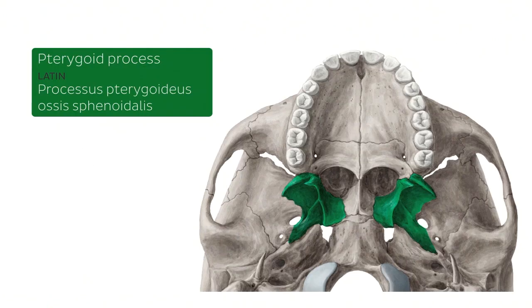From this aspect, we can see the pterygoid processes descending perpendicularly on either side from the points where the greater wing and the body of the sphenoid bone unite.